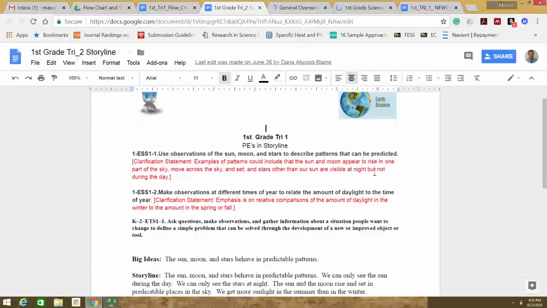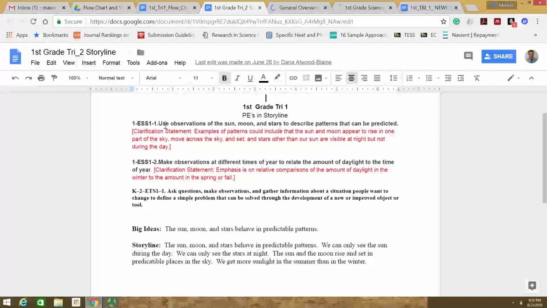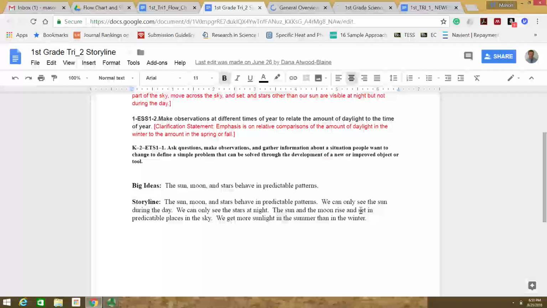Because part of the NGSS is not to think about information in silos, but how they are connected to each other. You don't necessarily have to show this storyline to your kids. If you think they could understand it, that'd be fine, but it's more for the teacher to understand how these things connect to each other. The big idea, however, will be something that will be shared with the students.